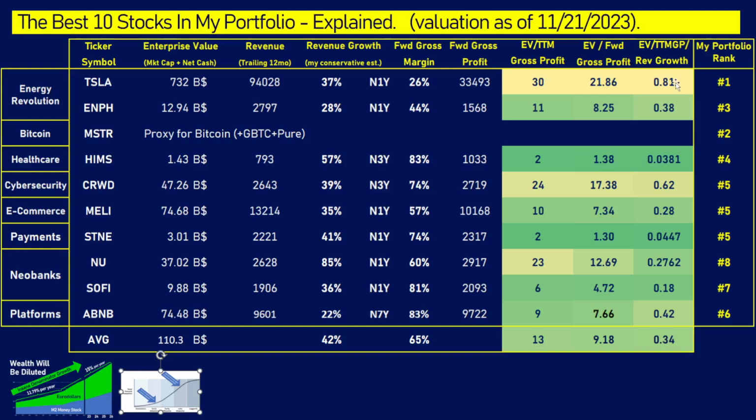I mean, I don't think it's very highly valued, but per my spreadsheet, this is the highest valued, the most expensive stock out of all of the 10 stocks that I own, and yet it's 40% of my portfolio. And a lot of this has to do with the fact that I view revenue growth for a company like Tesla to be much more than 37%. I think they're going to do above 50%.